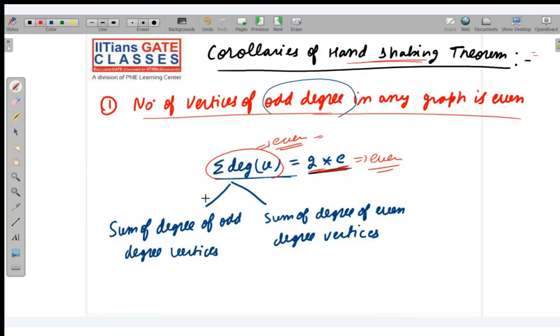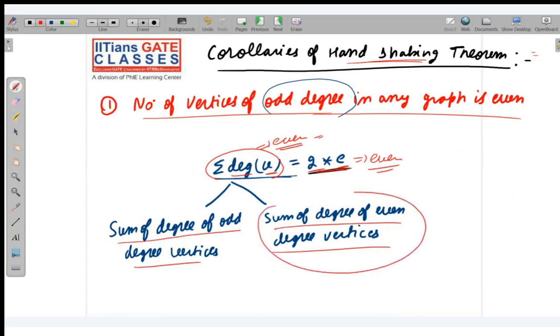Now, the vertices can be of even degree or odd degree. So I will say, take the sum of degrees of all the odd degree vertices and the sum of degrees of all the even degree vertices. The sum of degrees of all the even degree vertices will be 100% even. Why? Because if you add even numbers any number of times, you will always get an even number.